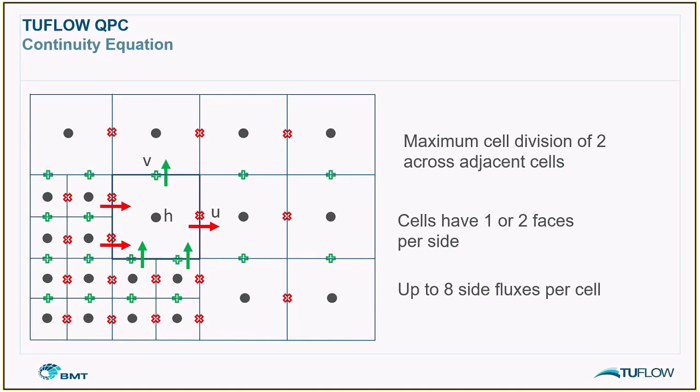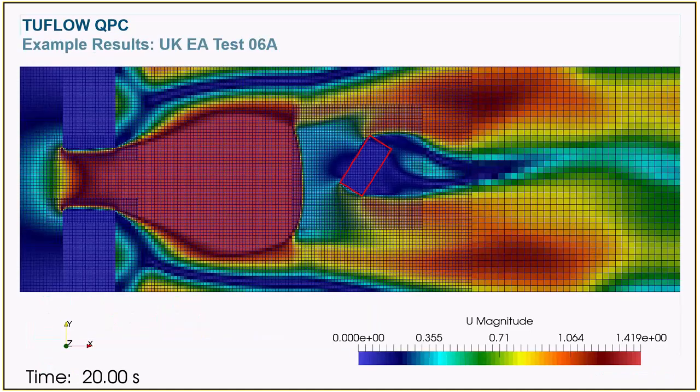So we've been coding up the Quadtree scheme, and it's currently being internally benchmarked prior to release. We've run the scheme with a number of benchmark tests, and I'm going to show you a couple of those now. One of which is the UK Environment Agency benchmark test, probably one of the more robust test data sets that's available.